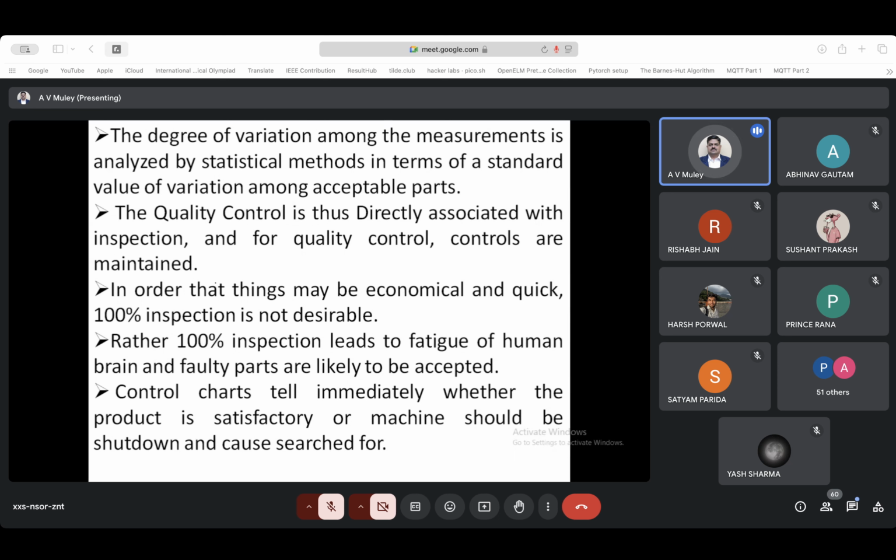That's why we are going for this kind of situation. Rather, 100% inspection leads to fatigue of the human brain. Faulty parts are likely to be accepted. A control chart tests immediately whether the product is satisfactory or the machine should be shut down and the cause searched for.